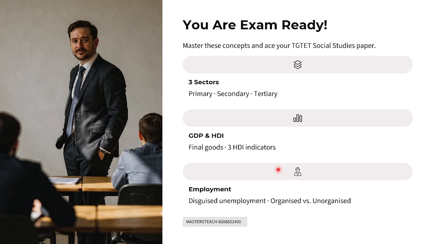So you have to remember the three sectors: primary, secondary, tertiary. GDP and HDI, the final goods, the three HDI indicators. Then employment, we discussed unemployment, organized versus unorganized. So this is a small presentation from my side.